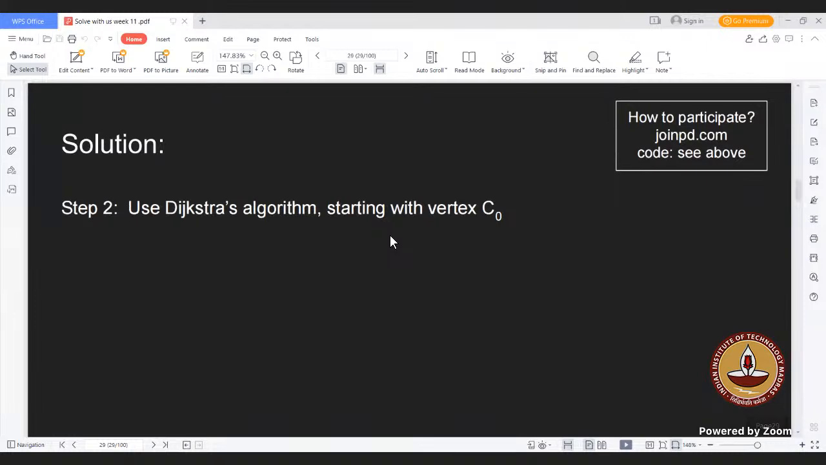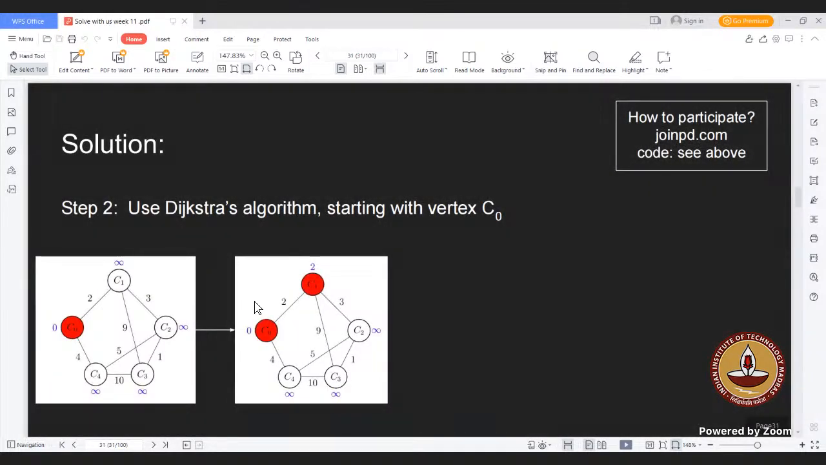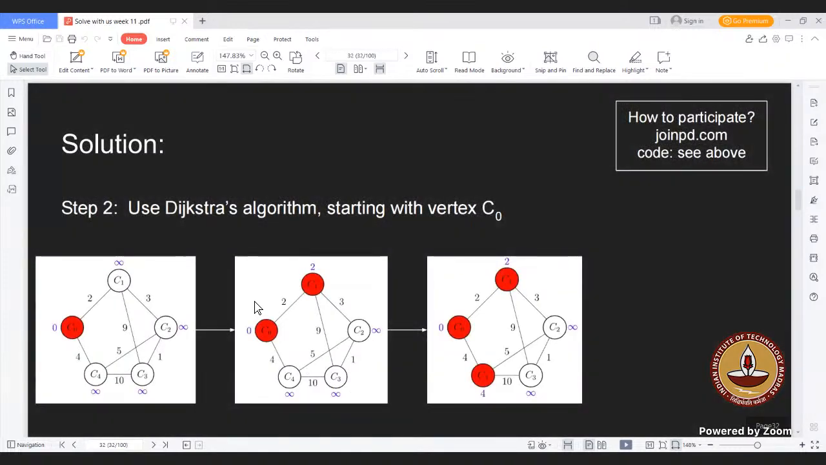So now we are going to use Dijkstra algorithm starting from the vertex C0, because we want to find the minimum distance between C0 and C3. So we'll start applying Dijkstra algorithm. What will be the first one which will be updated? It will be C1, right? Because that is the shortest distance and this will be 2. What will be the second one which is updated? C4, which will be 4. So the first one will be C1, which is 2. The second one will be C4, which is 4.